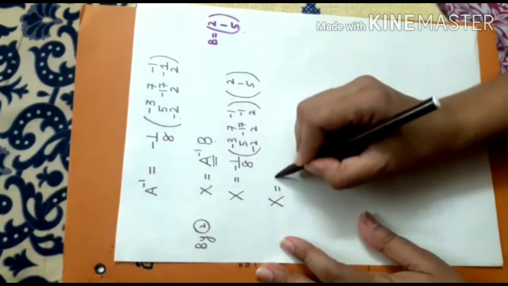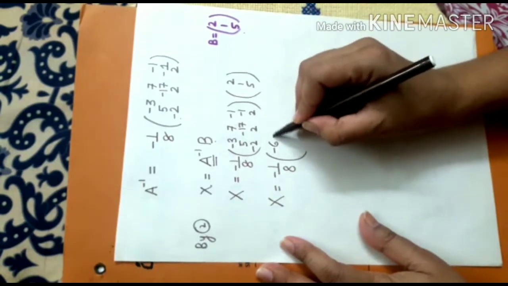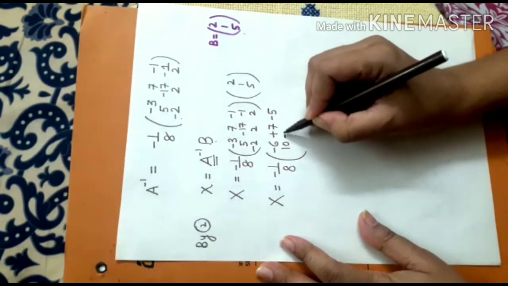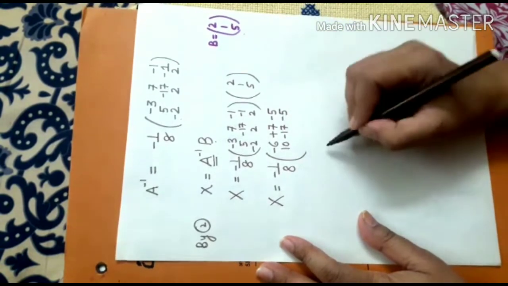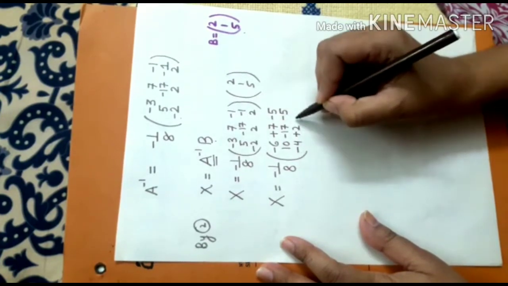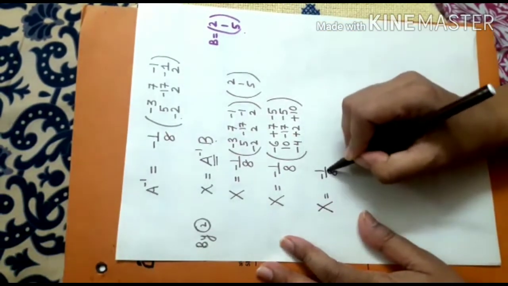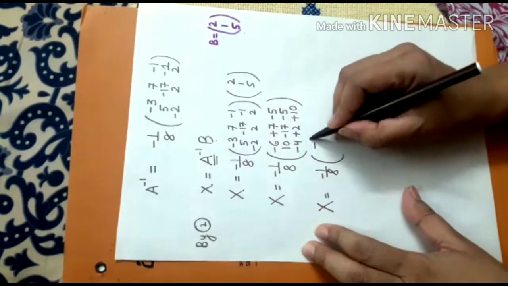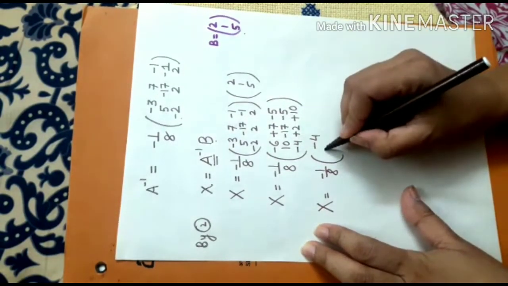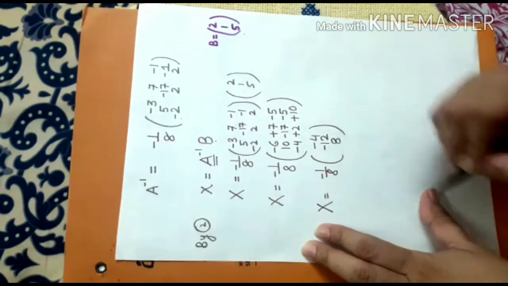So matrix X will be equal to, let's multiply these two matrices. So it's -6 plus 7 -5. It's 10 -17 -5. It's -4 plus 2 plus 10. So that will give you negative 4. This is negative 12, and here it is plus 8.